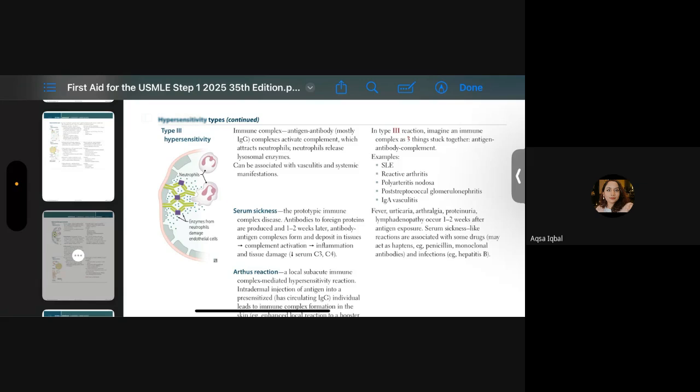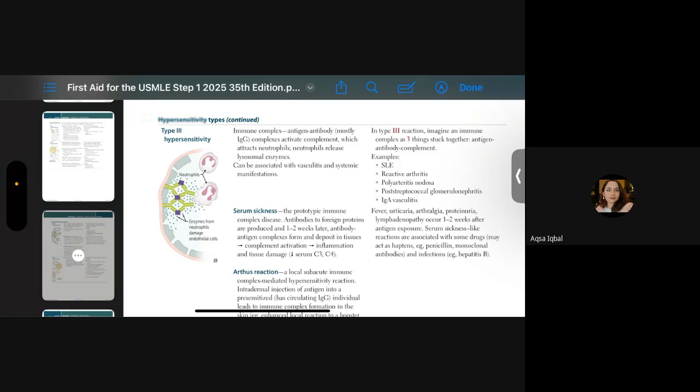Do you guys know that? Three important places where we can have more deposition of these complexes: kidneys, skin, and joints. So whenever a patient has problems of kidneys, skin, and joints, you should keep serum sickness in your mind, and it can be seen in type 3 hypersensitivity.